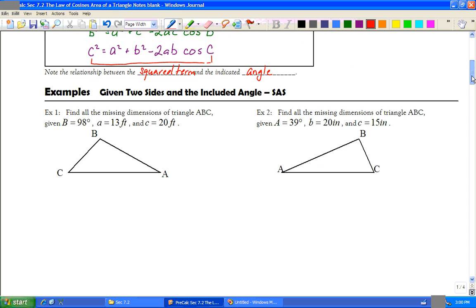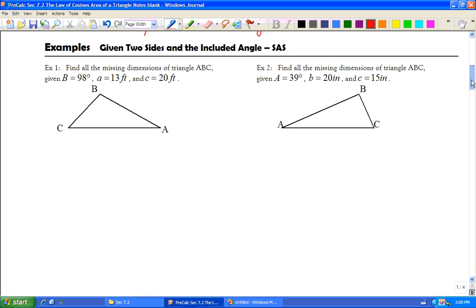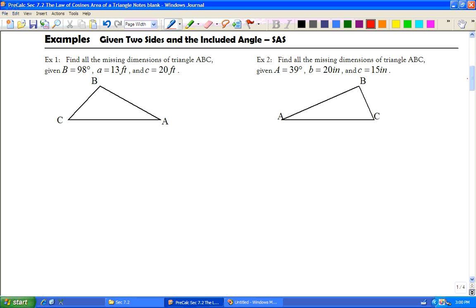Let's take a look at a quick example. Given two sides and an included angle, that's SAS. We have a triangle here, so let's label the information we're given. Angle B is 98 degrees, side a, which is opposite of angle A, is 13 feet, and side c is 20 feet. Again, you notice this is side, angle, side. The angle is included between the two sides, so we're going to use the law of cosines. The side that we don't know is side b, so let's find that.